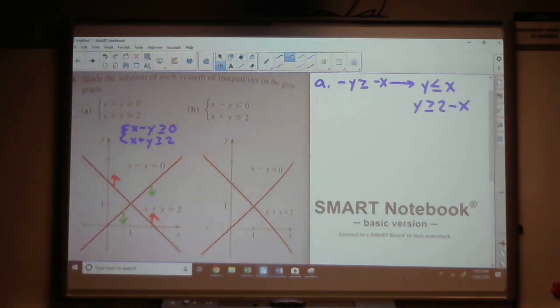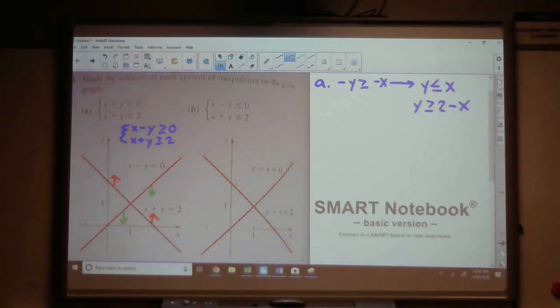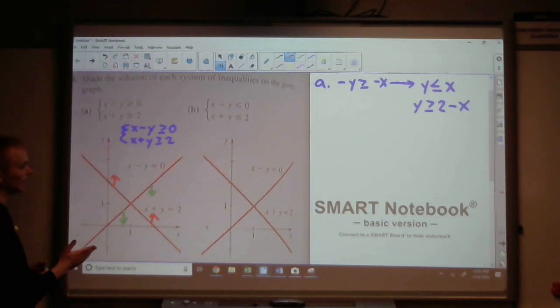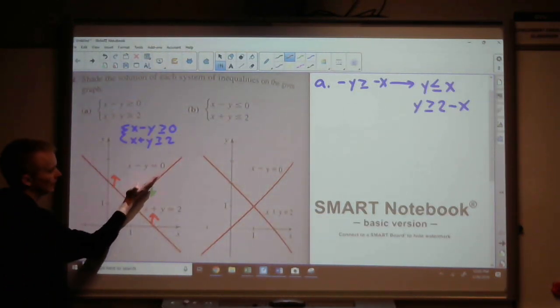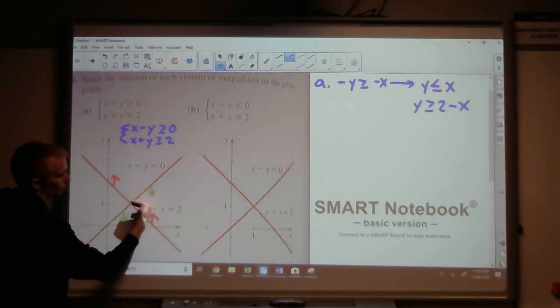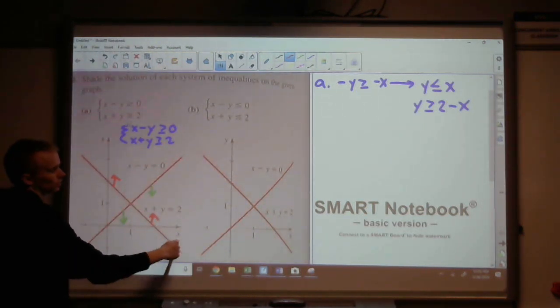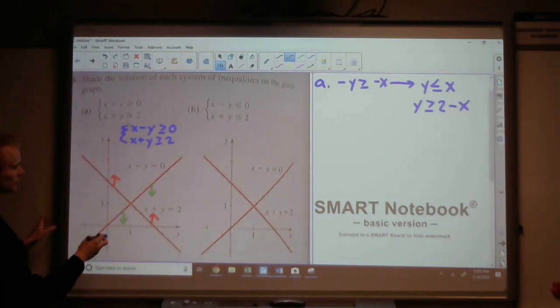Okay? Now, for the system of inequalities to work, I need both to happen at the same time for it to be a solution. So my answer here is, well, where do both of these happen? The green is down here, the red is up here, right? So it's in this triangle right here. This, well, not really a triangle because it goes up forever.